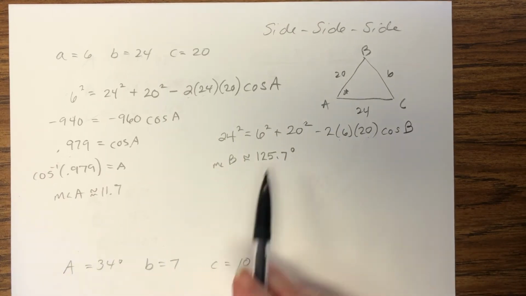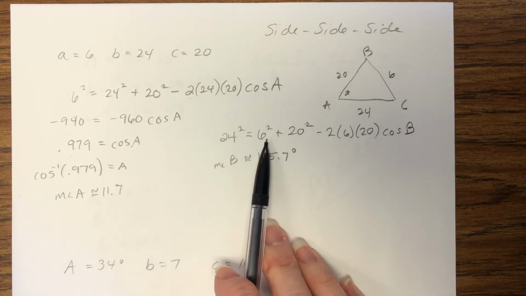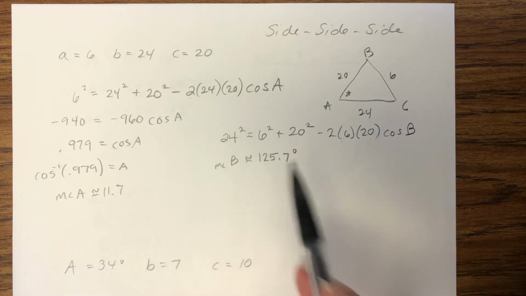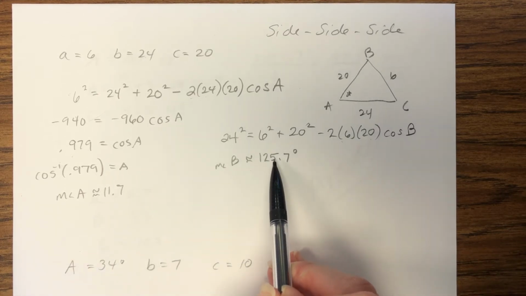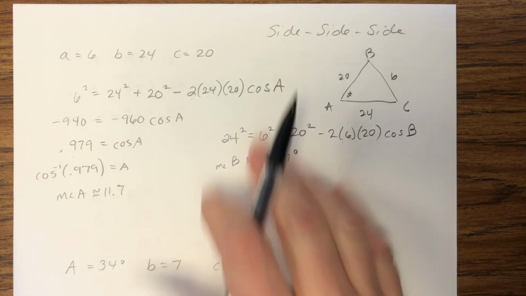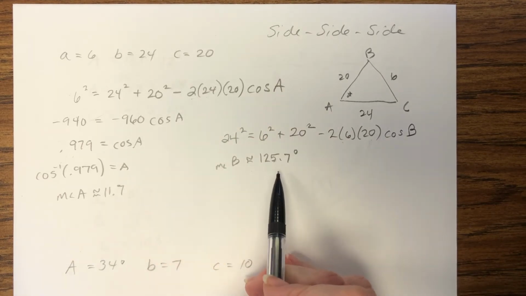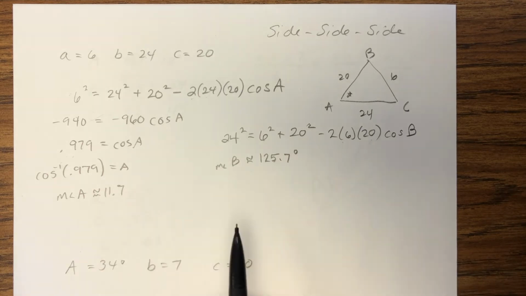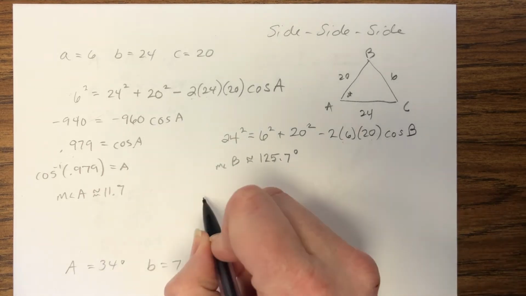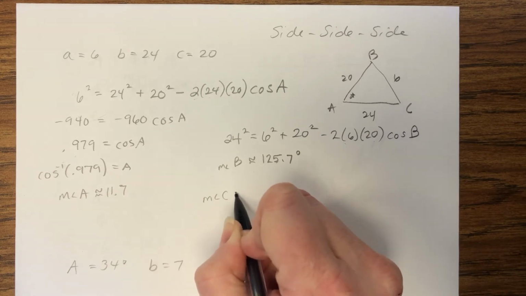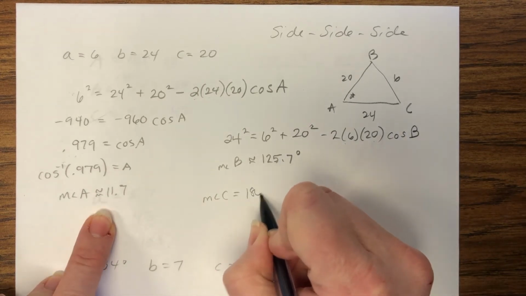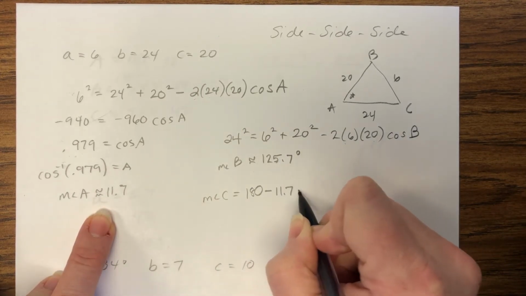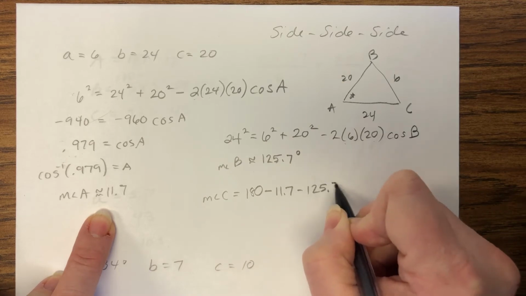And now that I've got my two angles, I can find angle C by subtracting from 180. There's no reason why you'd have to go through and do law of cosines a third time. If you do, you certainly should get that answer. But this is that situation. I ended up with an obtuse angle, and if you did law of sines at this point, you would not have gotten an obtuse angle. You would have gotten an acute angle, and then your angle C would have seemed rather large. But measure of angle C is going to be 180 minus 11.7 minus 125.7.